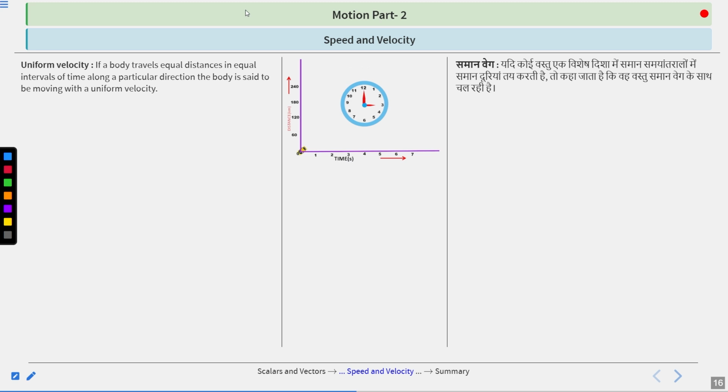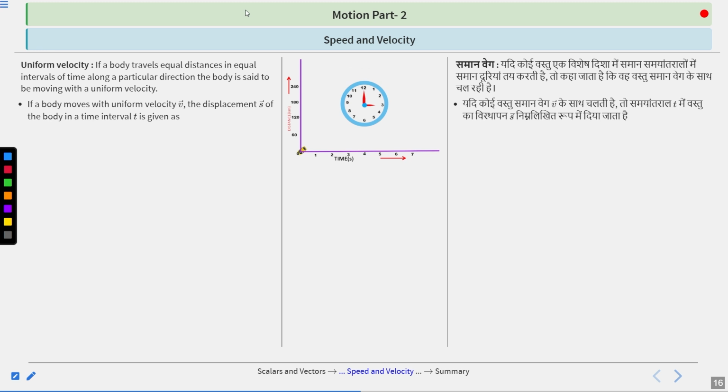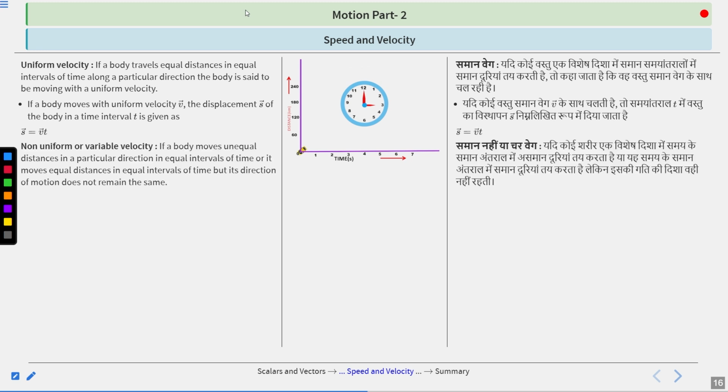Now, what is a uniform velocity? If a body travels equal distances in equal intervals of time along a particular direction, the body is said to be moving with a uniform velocity. If a body moves with uniform velocity, the displacement s of the body in a time interval t is given as s equal to vt.